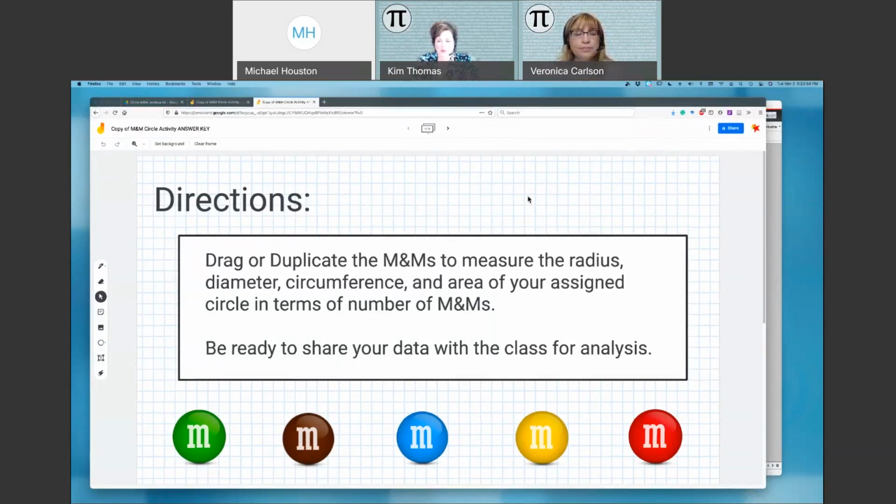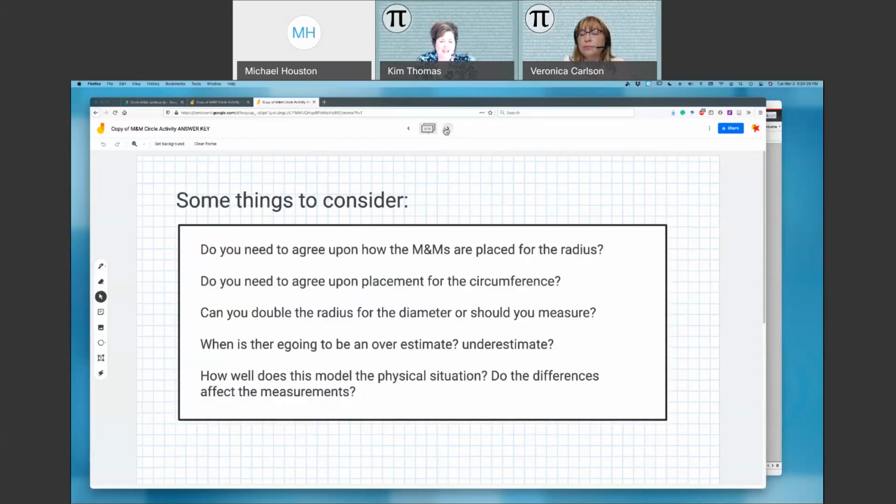The directions, in simplest terms, and of course you can change these for your own students, are that you're going to drag and duplicate the M&Ms to measure the radius, diameter, circumference, and area of your assigned circle, measuring a number of M&Ms. So I'm not using a ruler this time, I'm not using a tape measure, I'm using M&Ms as my count. And I would like you to share your data with the class. I'm just going to show you what this is. I have done all these today, and this is my answer key. Sorry, let me go back to the other one.